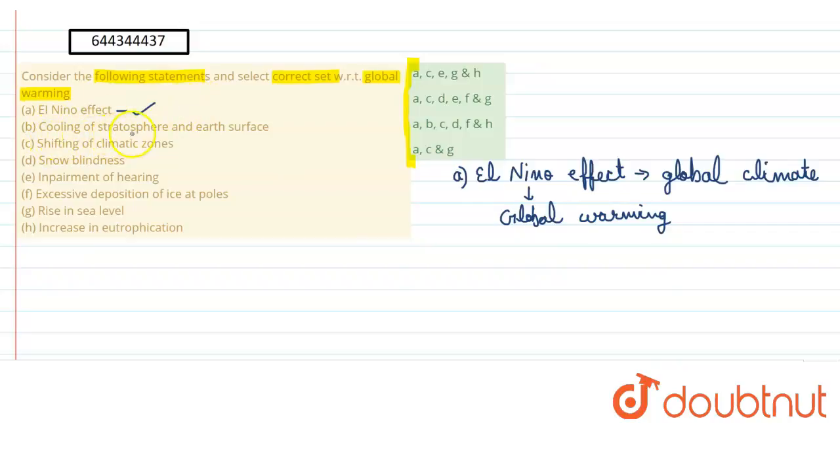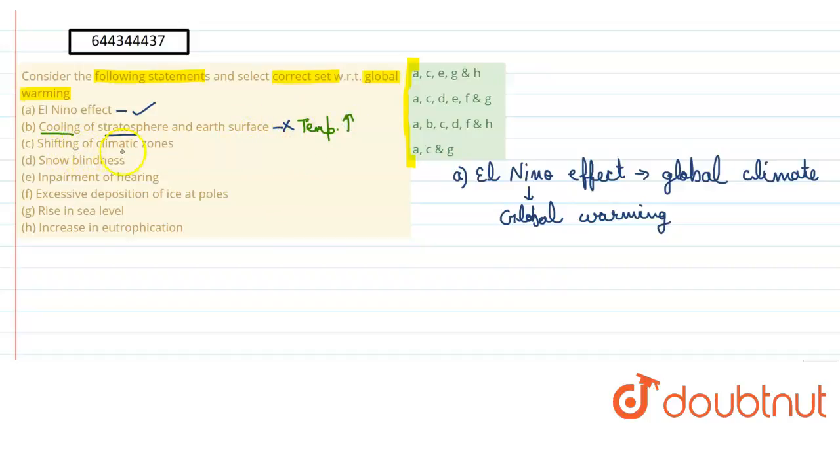Next we have cooling of stratosphere and earth surface. Now this is wrong, because in case of global warming, cooling does not happen. Instead, the temperature should rise, right? Because it is global warming. So this statement is wrong.